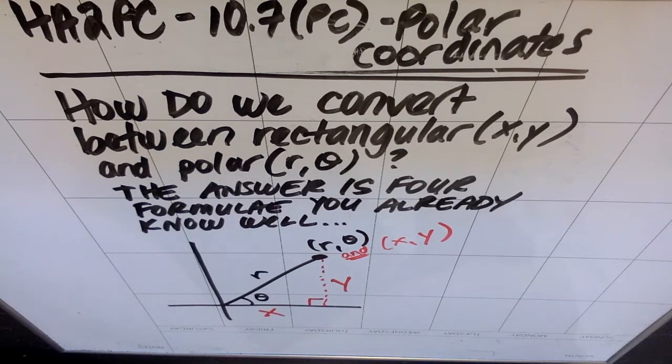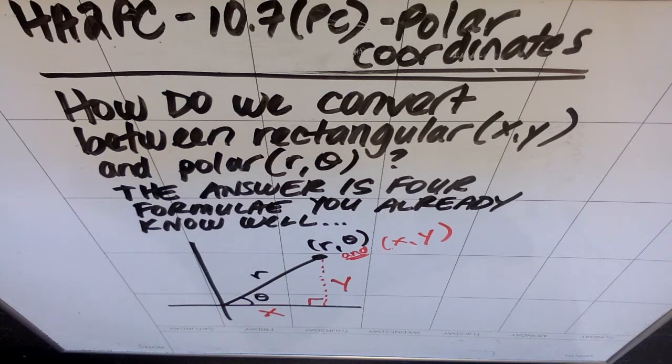If we're using both coordinate systems to describe the same point, the same spot in space, describing the exact same location, how can we convert between these two ways of expressing it? And the answer is four formulae that you already know really, really well.